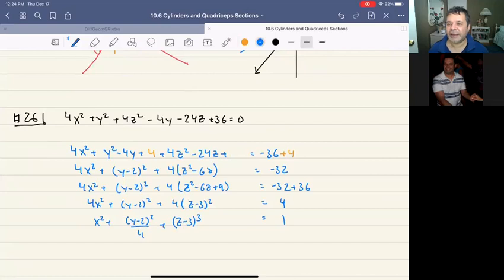So this is an ellipsoid. And it's centered at 0, 2, 3. And I'm not going to draw it because no. All right? Because no one in my room here wants me to draw it. Let's put it that way.